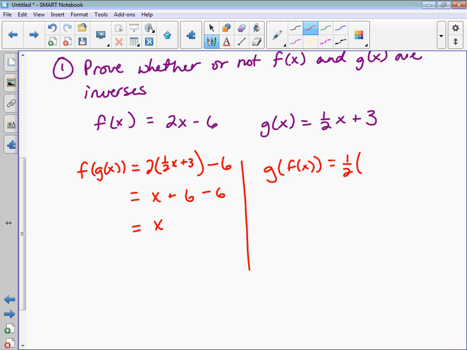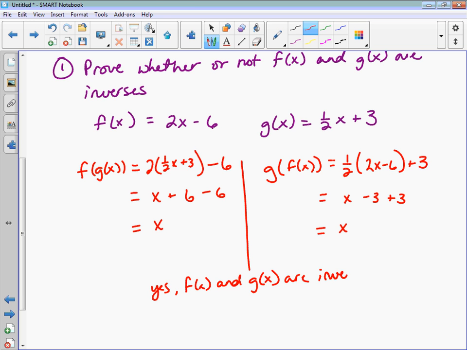So we're going to do 1/2 times 2x minus 6. So when I distribute this time, I get x minus 3 plus 3, which is just x. So, are they inverses? Yes. f of x and g of x are inverses. Pretty simple. What if they're not inverses? What happens? It won't be x. So you do the first one, f of g of x, and you get like 7x plus 2. Do you need to keep going? No, you've done enough to show that they are not inverses, okay?